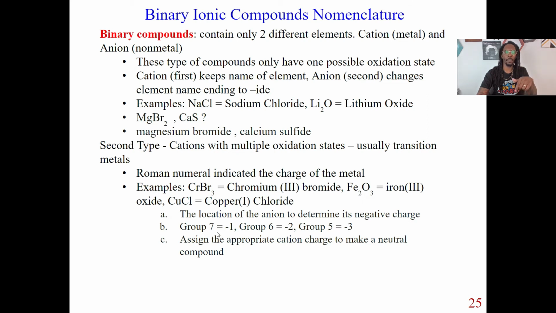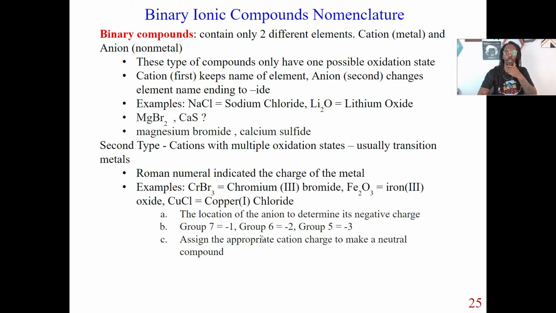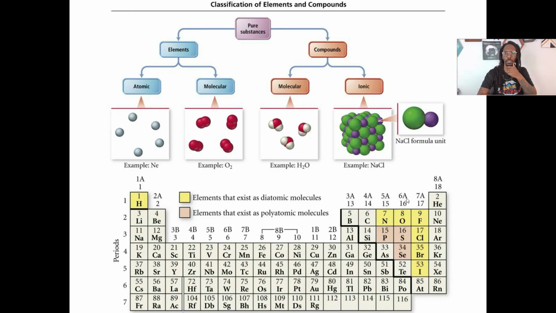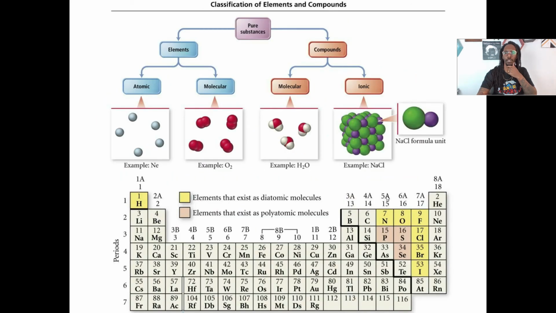If we remember, group 7 is the halogens. Group 7 is going to be a -1 charge. Group 6 is a -2 charge. So this entire family, -2 charge. Group 5, -3 charge. And we're going to explain why there are these charges later on in the semester.